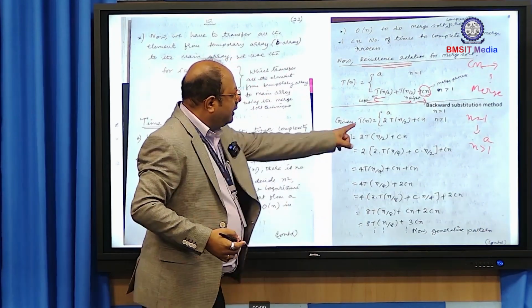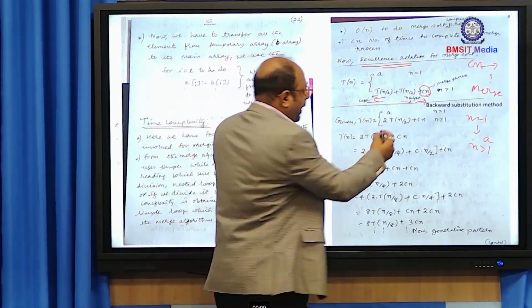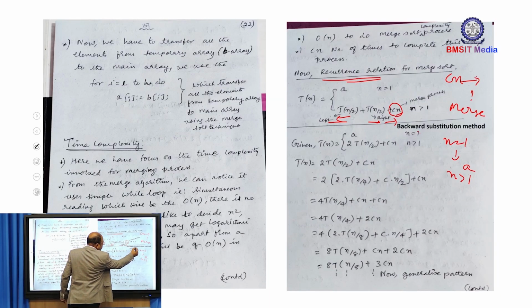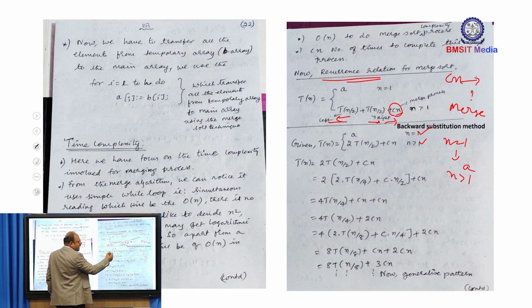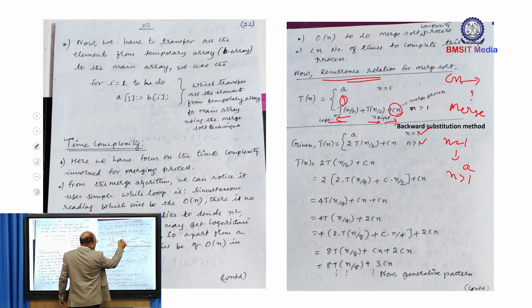So T of n is equal to a, some constant a, when n is equal to 1. When n is more than 1, we have to divide n into 2 parts: T of n by 2 plus T of n by 2, 1 plus 1 is 2. So 2 times T of n by 2 plus cn, some constant times n, is the given recurrence relationship.